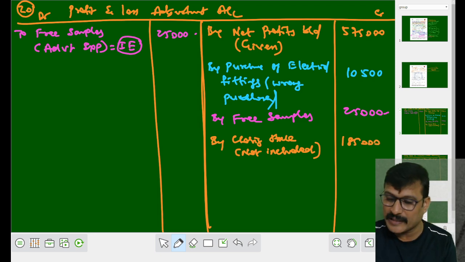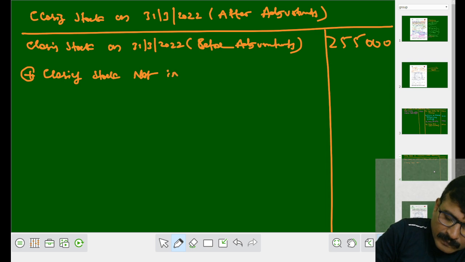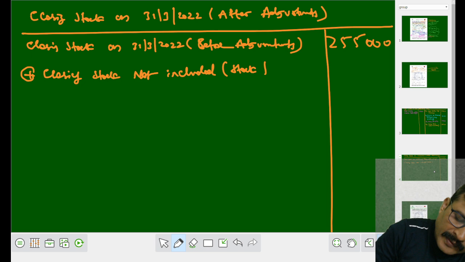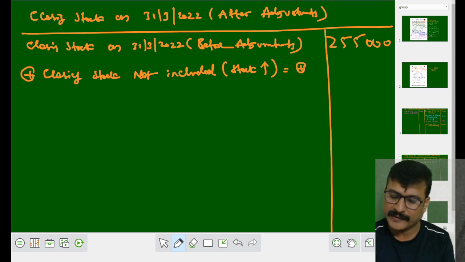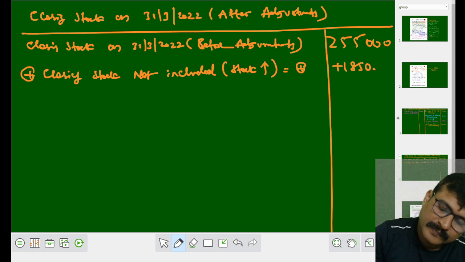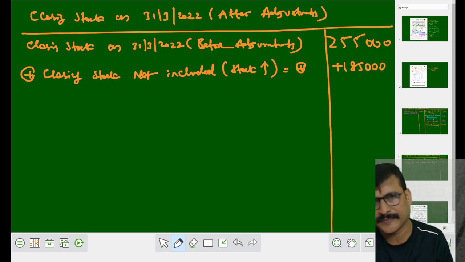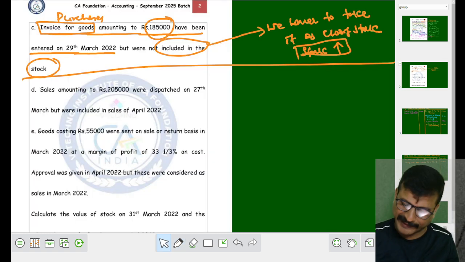Further, this will increase the value of stock, right? Here you write plus closing stock not included. Since this will increase the stock, what we have to do? We have to add. Add with how much? 1,85,000. I hope you got it, right? Next one. I completed that particular point. Let me move on to the next one. What happened?